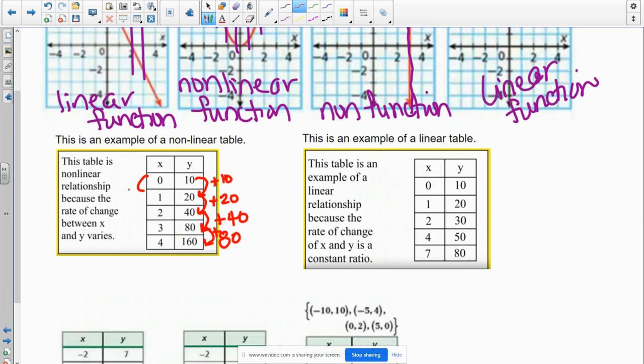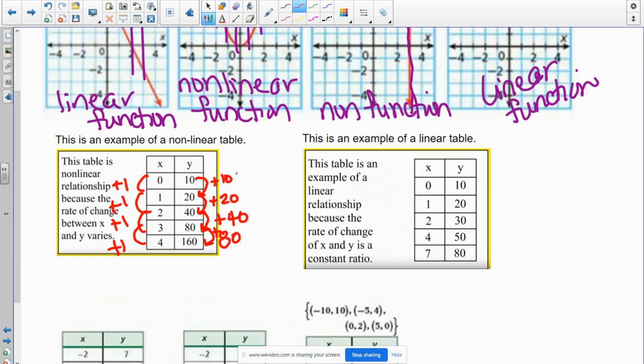This is 0 to 1 is adding 1, 1 to 2 is adding 1, 2 to 3 is adding 1, 3 to 4 is adding 1. So there's a constant rate of change on the x side, but there is not a constant rate of change on the y side. And let me make sure you understand constant rate of change. That means you're adding or subtracting the same number every single time. Again, to be constant, you are adding or subtracting the same number every single time.